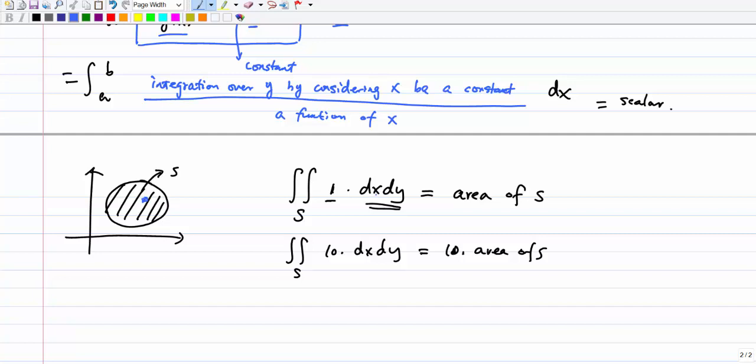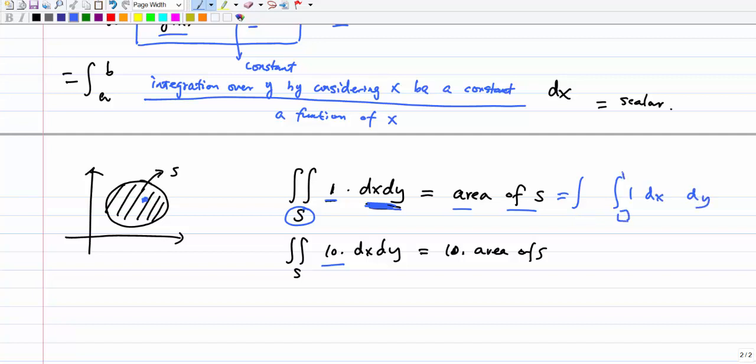You find the area, because dx dy is the area. You integrate that with the same weight, calculating the size of the area over all of S. That's why it's just the area of S. If you do 10, it's just 10 times that. You don't necessarily have to write this as an inner integral of 1 dx and dy.